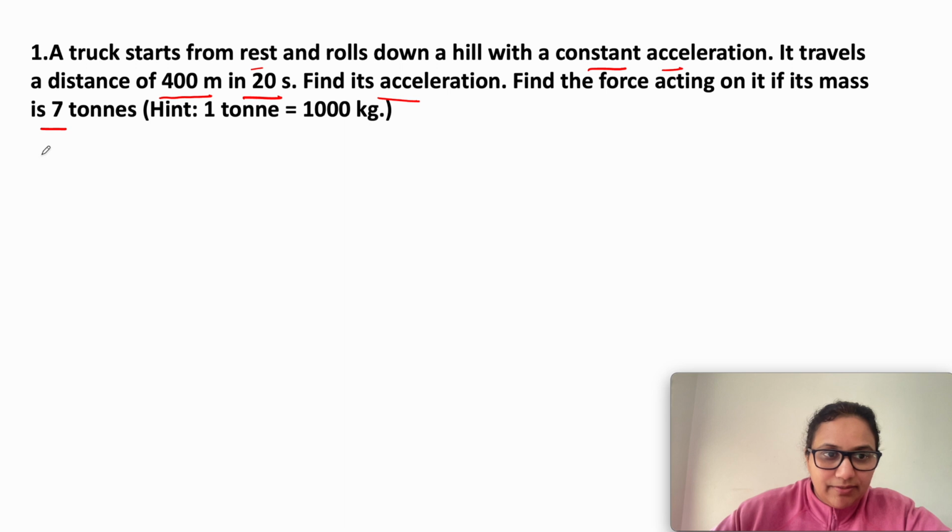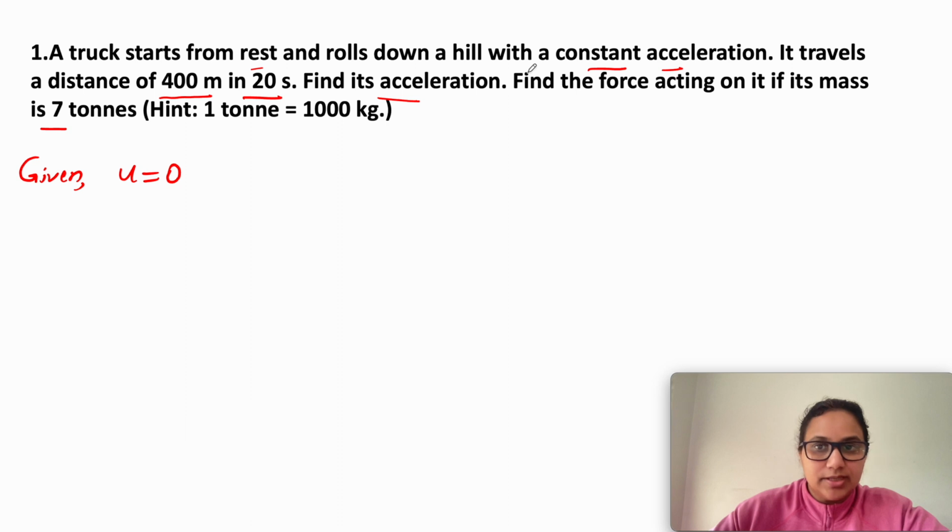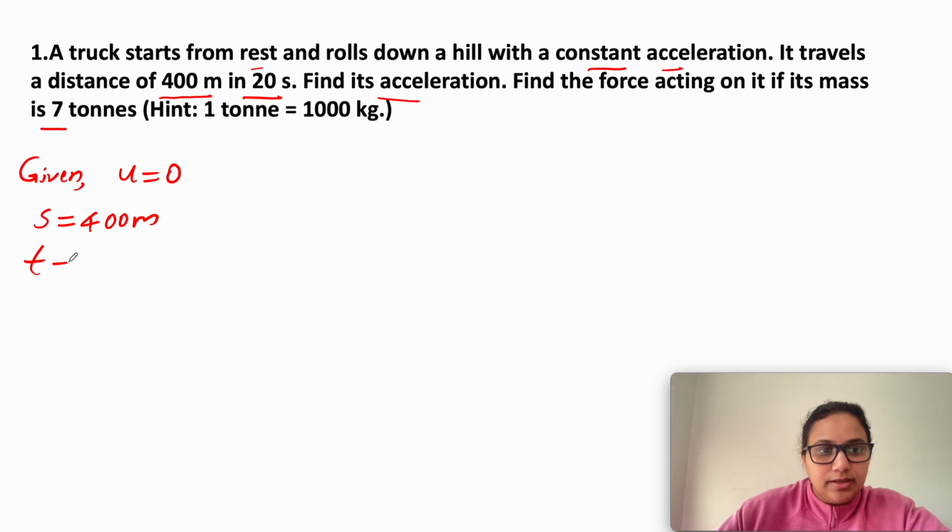Okay. So what is given here? It's clearly mentioned, a truck starts from rest. So initial velocity is equal to 0 and it moves with a constant acceleration. It travels a distance of 400 meters. So distance traveled is given, which is equal to 400 meter, and in 20 seconds. So time is 20 seconds. They have also given the mass. Mass is equal to 7 tons.